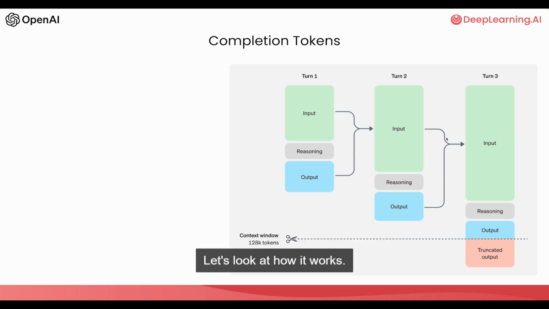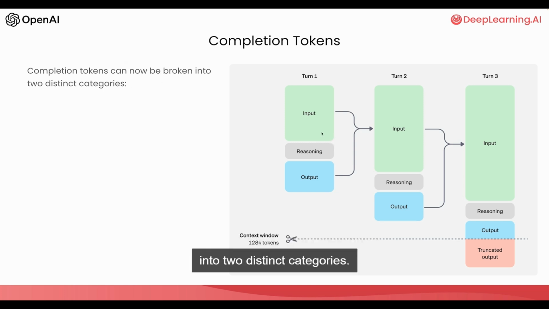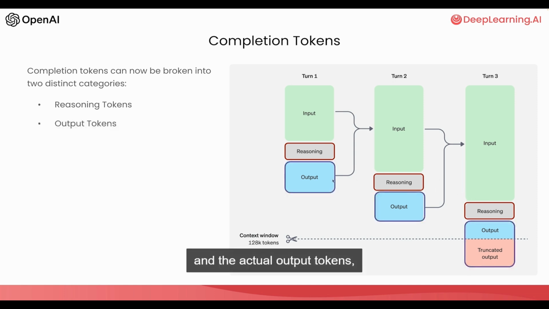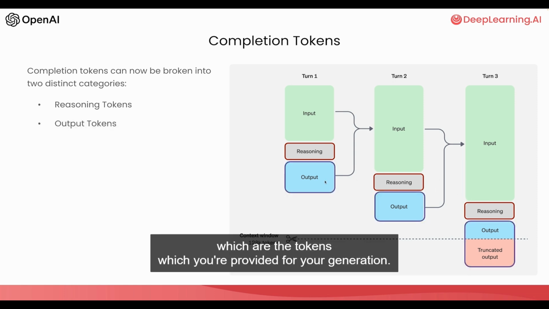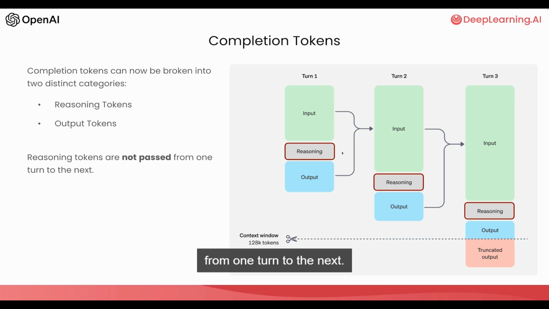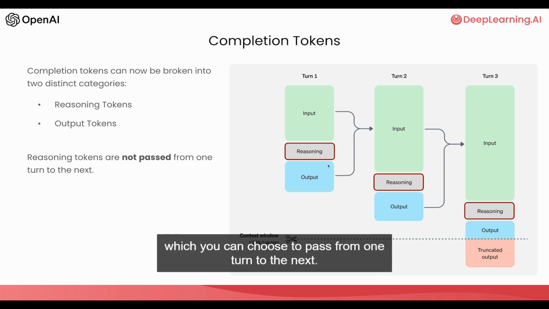Let's look at how it works. We can see here that completion tokens can be broken into two distinct categories. We can see our gray reasoning tokens here, and the actual output tokens, which are the tokens which you are provided for your generation. It's important to note that reasoning tokens are not passed from one turn to the next. If you want to do something like this, you'll need to prompt the model to output some kind of reasoning which you can choose to pass from one turn to the next.